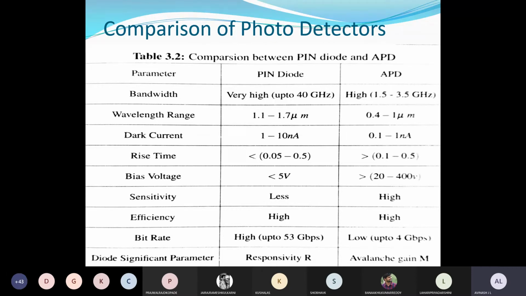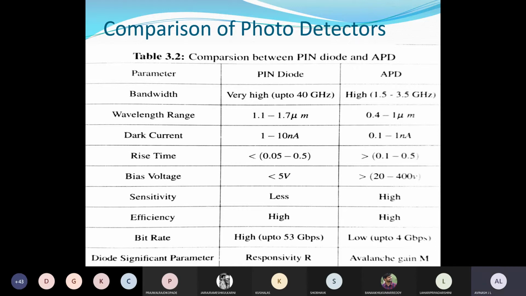In the avalanche photodiode, it will be 0.1 to 1 nanoamperes. Since it has a smaller range, the generation of dark current is also less. So 0.1 to 1 nanoamperes, but the PIN diode range itself starts from 1 to 10 nanoamperes.